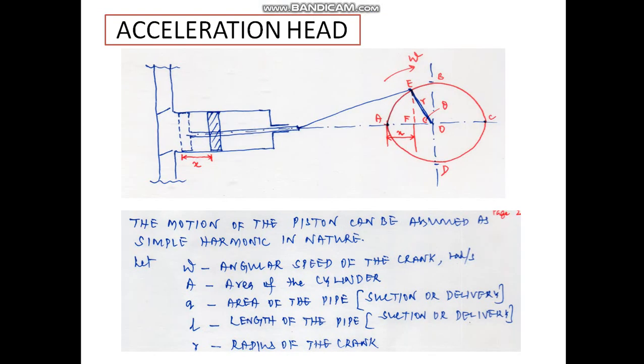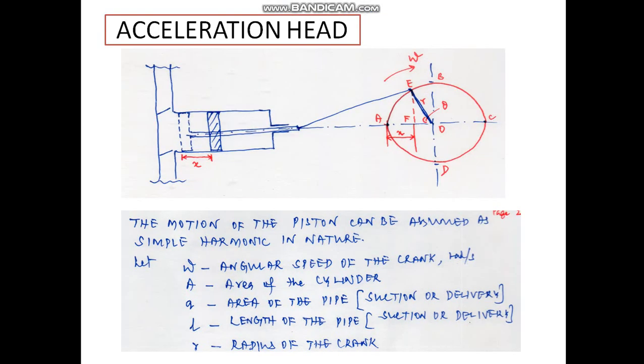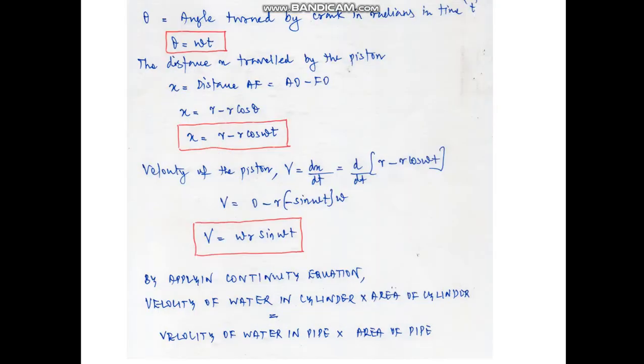And you just look at the triangle. This FO will be r cos theta. AF is x, FO is r cos theta. Now this x is equal to the distance AF, that is AO minus FO. AO is r, FO is r cos theta. So x is equal to r minus r cos theta, and theta is omega t, so r minus r cos omega t. So that is the distance traveled by the piston, the displacement of the piston.